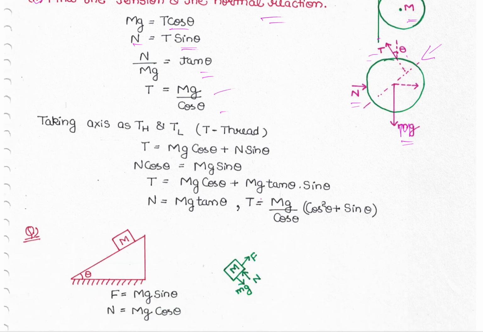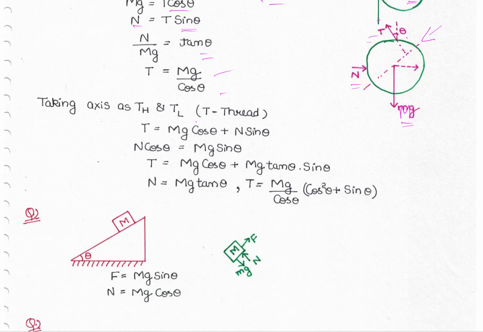Now taking the axis as along the thread, T for thread. Okay, and we write T is equal to mg cos theta plus N sin theta, or N cos theta is equal to mg sin theta. Or we can write T is equal to mg cos theta plus mg tan theta into sin theta using the previous one. So capital N is equal to mg tan theta, or T is equal to mg by cos theta into cos square theta plus sin square theta.